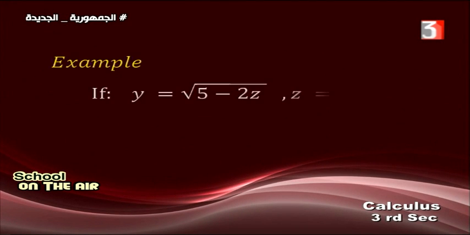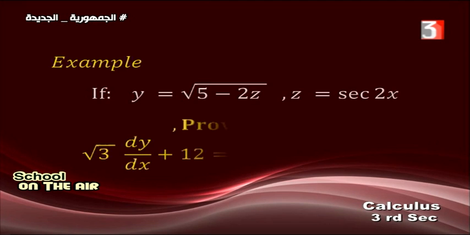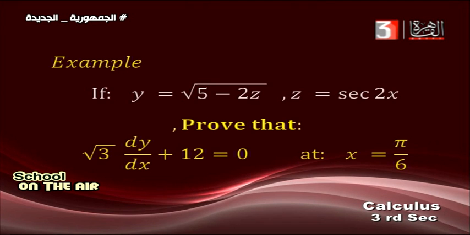Another example, if y equals square root of 5 minus 2z and z equals sec 2x, then prove that root 3 multiply the first derivative dy/dx plus 12 equals 0 at x equals pi over 6.